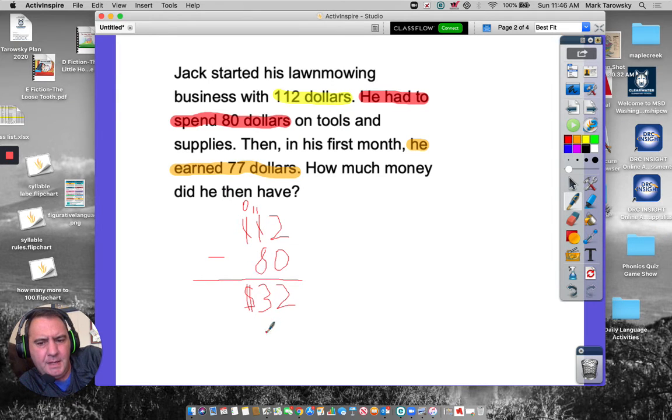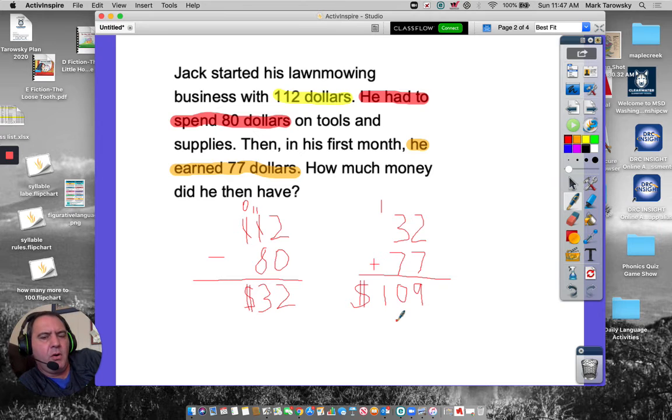But now, he made some money. Jack went to work. He had his $32, and then he earned 77. Since he's making it, we are adding. Can't do 10 groups of 10, we've got to regroup it. There is our $109. So he now has 109. Again, step 1 was to subtract. Step 2 was to add. All right, let's look at one more.